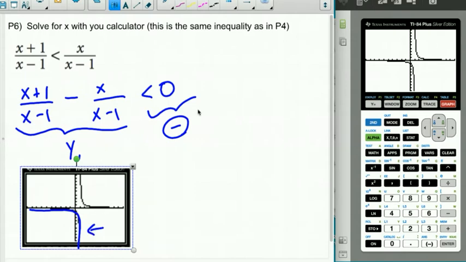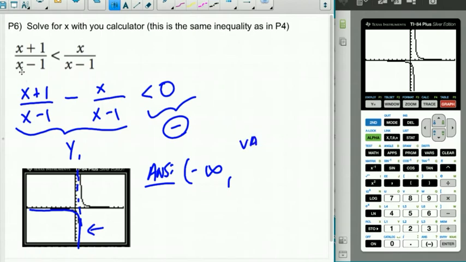I don't think you're going to have to second calc 0. It looks like it doesn't cross. So you actually don't necessarily need the calculator. Really, it just turns out to be before the vertical asymptote. So my answer in this case is from negative infinity to the vertical asymptote, which I can see happens at 1, right? And that's it.